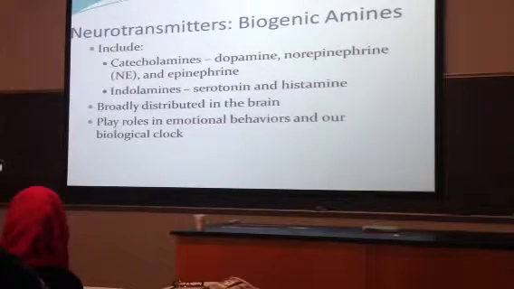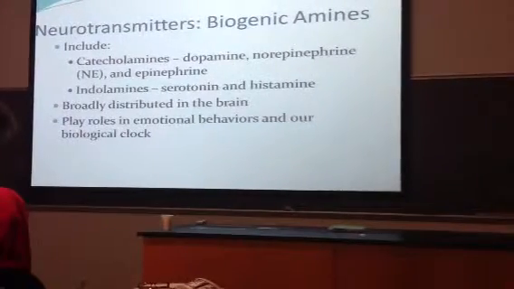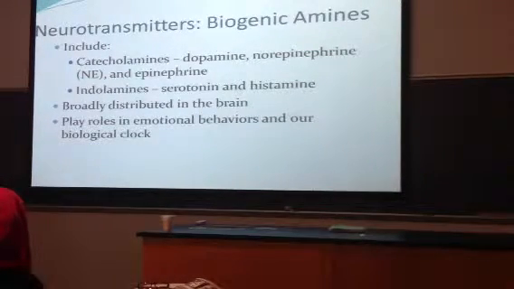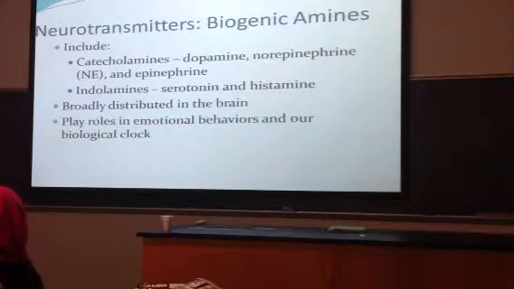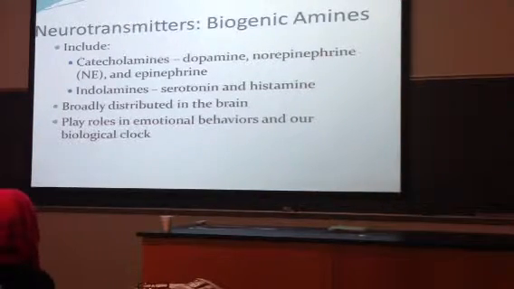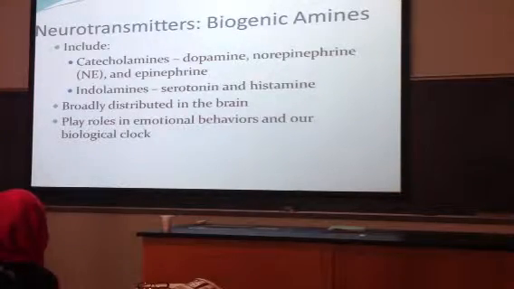Under the biogenic amine, they further divide into different groups by the chemical. One is called catecholamine, and the other one is called indolamine. Under the catecholamine, you have something we have heard before: dopamine, epinephrine, and norepinephrine. They are classified under the catecholamine. The second one is called indolamine, and the major neurotransmitter that belongs to this group is serotonin and histamine.